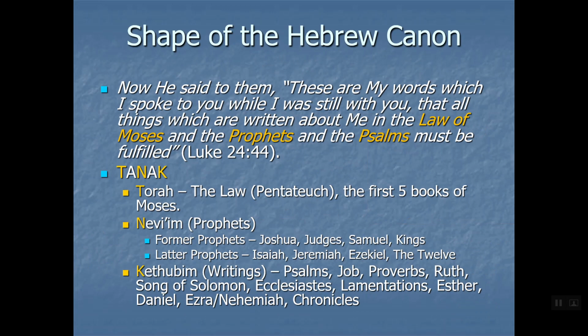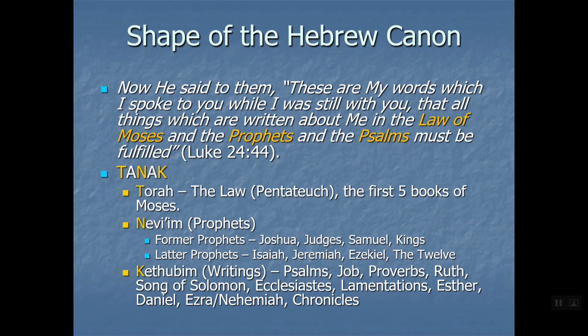Nevi'im are the prophets, and according to the Hebrew canon, the prophets are divided up into former and latter. The former prophets are Joshua, Judges, Samuel, and Kings. And the latter prophets are Isaiah, Jeremiah, Ezekiel, and the 12. Now you notice that's a little bit different from our English versions. The English versions that we use today have exactly the same books as the Hebrew Bible, but they're just divided up or categorized a little bit differently.